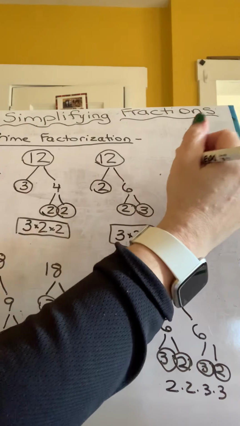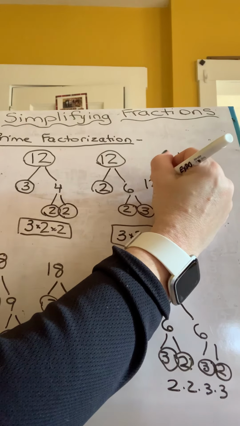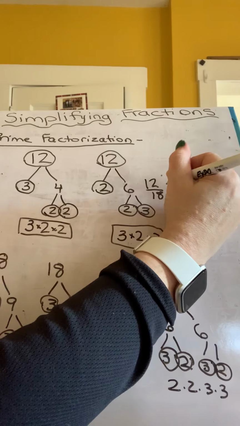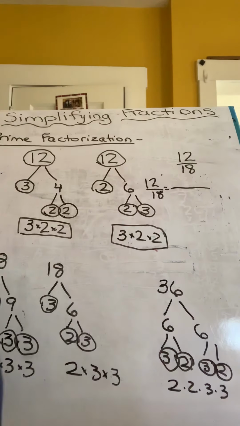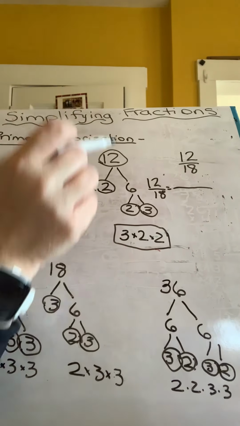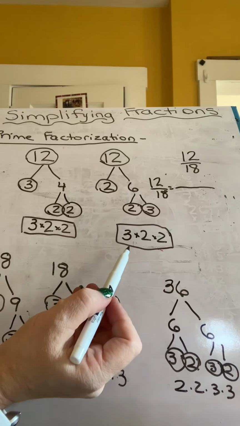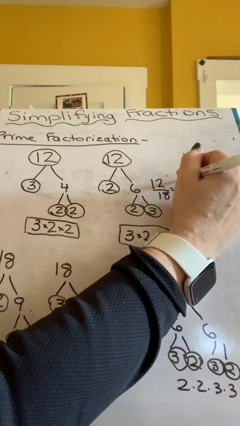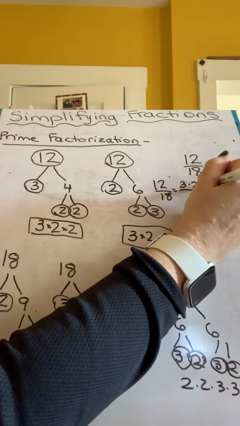What is the prime factorization for 12? I'm going to write so I have a little more room. The prime factorization for 12, well, we don't have to redo it, we just did it here. 3 times 2 times 2. So let's do it with the 3 times 2 times 2.